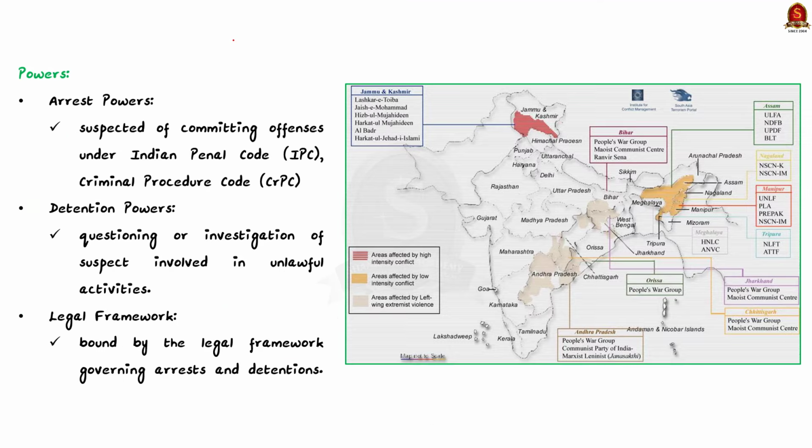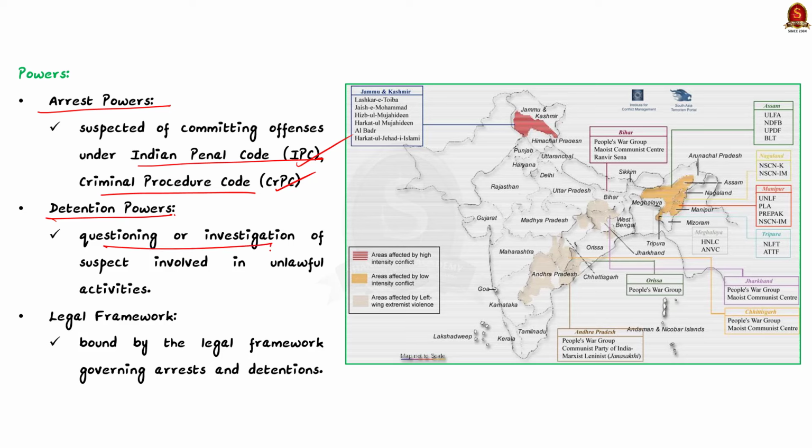Now moving on to see their powers. Firstly, about arresting powers. CRPF personnel have authority to arrest individuals suspected of committing offences under various laws, including the Indian Penal Code and the Criminal Procedure Code. They can make an arrest without any warrant if they have reasonable grounds to believe that a person has committed a cognizable offence.